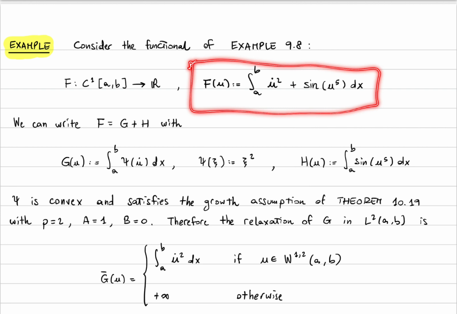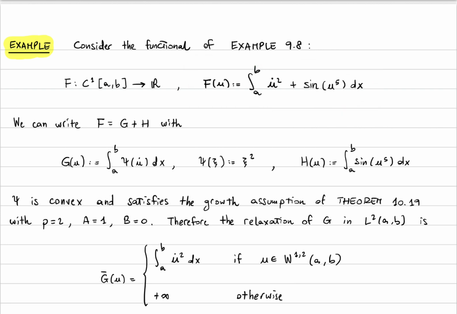And the first step that we did was to extend this functional to the space W12. We did that extension more or less in an arbitrary way. And now we will show that actually the extension we defined last time is the one that comes from theorem 10.19.